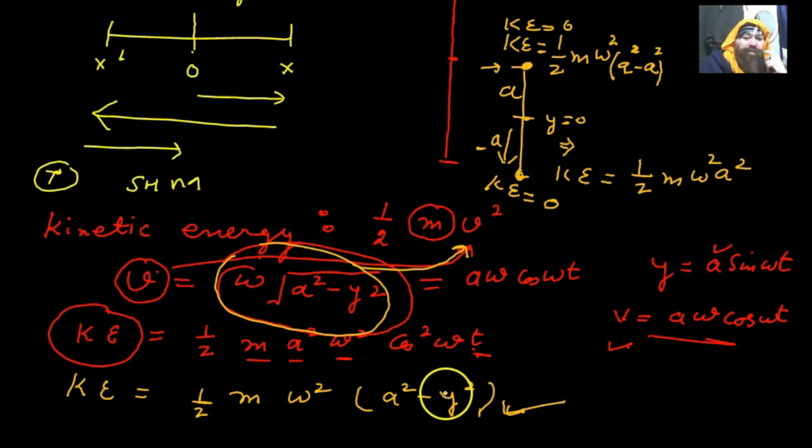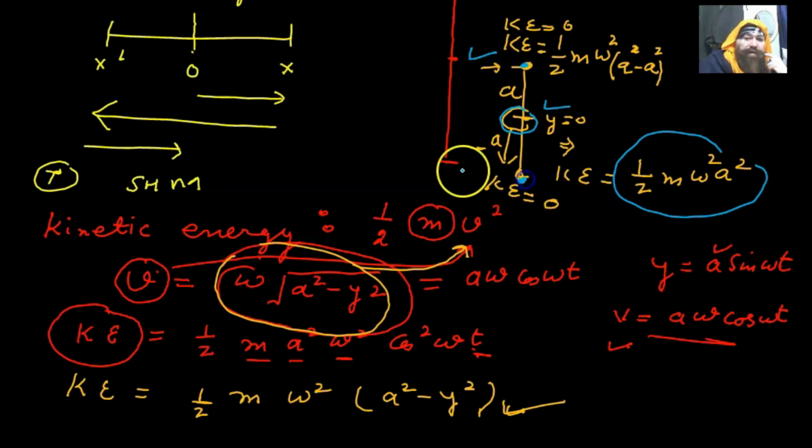Because of y square, if you put y equals minus a, the negative sign is already taken care of. Kinetic energy here becomes 0. Kinetic energy is maximum at the mean, equal to half m omega square a square, and minimum, which is 0, at both extremes. Remember that. So this is all about kinetic energy.